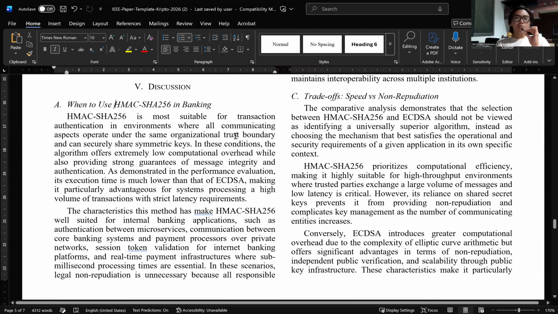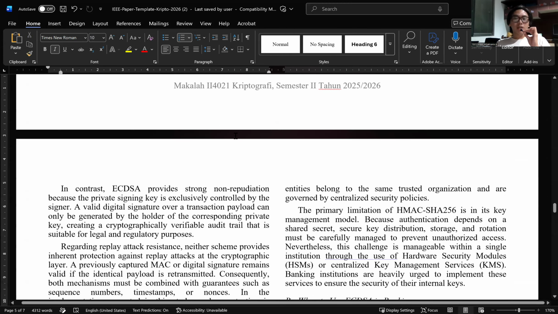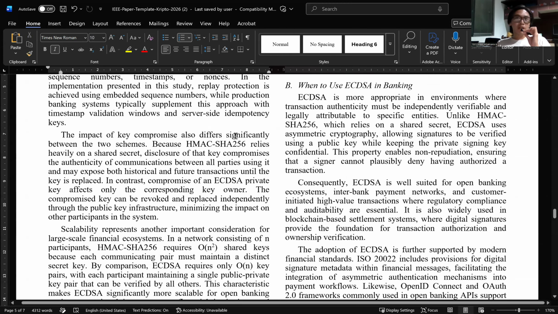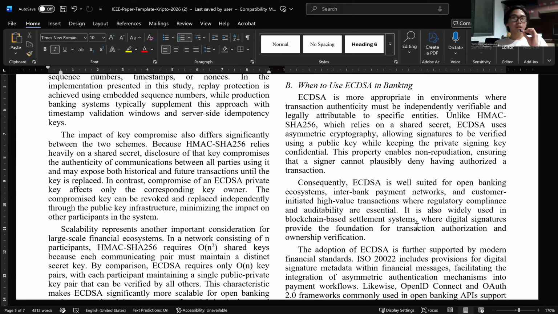taken into consideration. Meanwhile, ECDSA fits better when external parties are involved. Let's say open banking APIs, interbank transfers, and also high-value transactions that really need an accountable audit trail that is very, very legal. And as a matter of fact, in Indonesia, we have our own national standard, which is called SNAP. It is initiated by Bank Indonesia, and in fact, it already requires an asymmetric digital signature for open API payment authentication.